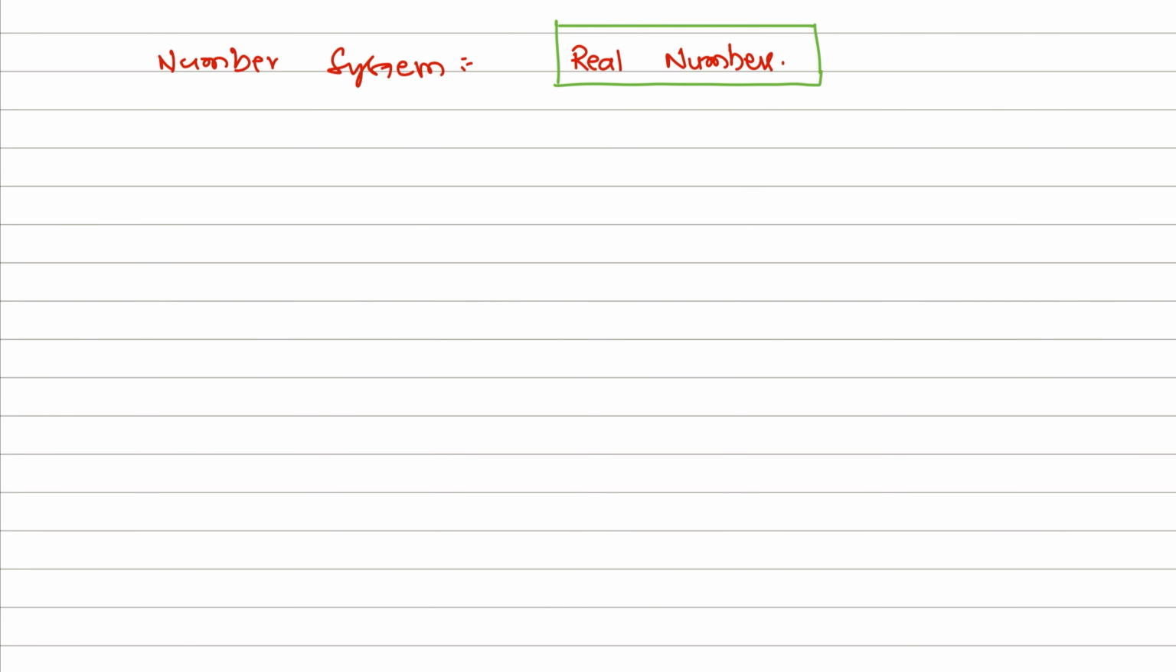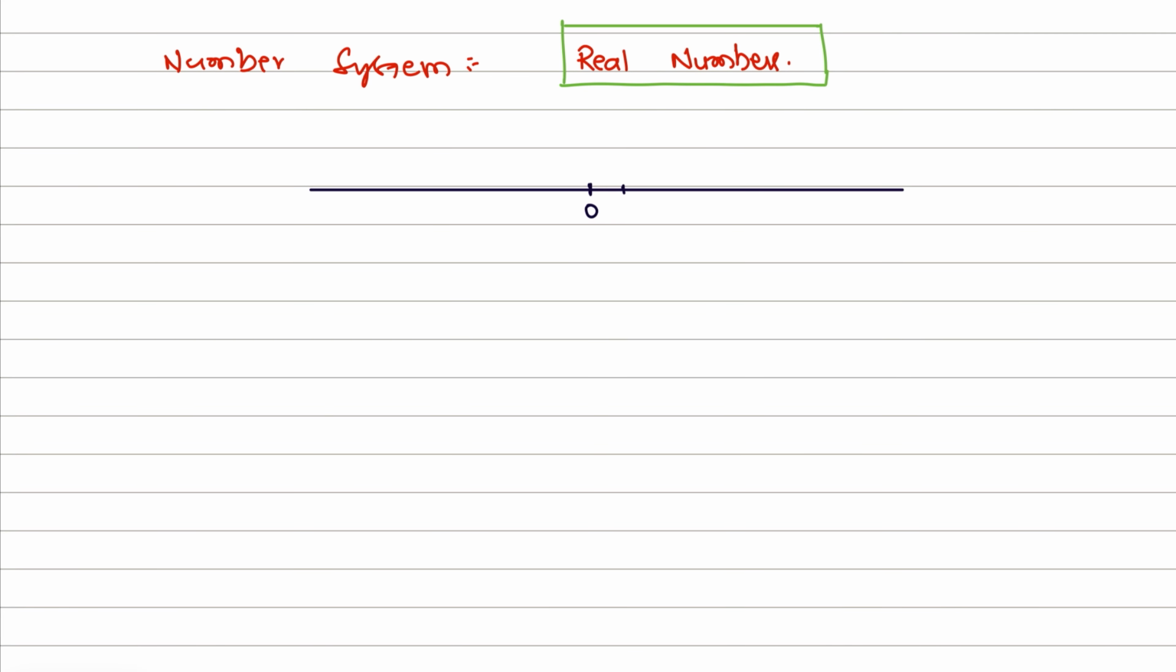Real numbers can be represented on a real line like this. There is a 0 reference point. From 0, on the right side we have positive 1, 2, 3, 4 up to positive infinity, and on the left-hand side of 0 we have -1, -2, -3 up to minus infinity. From minus infinity to plus infinity, all the numbers on the real number line are real numbers.